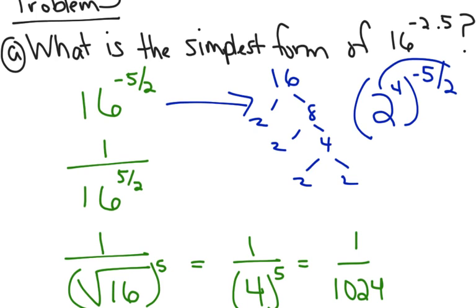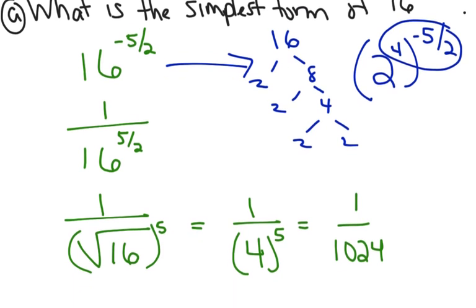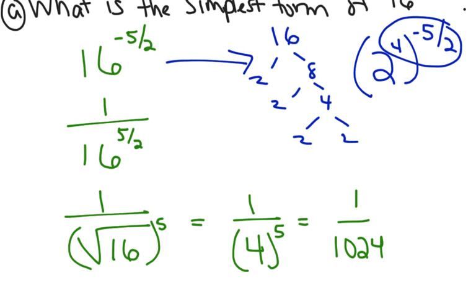Well, the property of exponents says I can multiply these together. 4 times negative 5 halves is negative 20 halves, or negative 10. So 2 to the negative 10th is 1 over 2 to the 10th. What's 2 to the 10th? 1024.